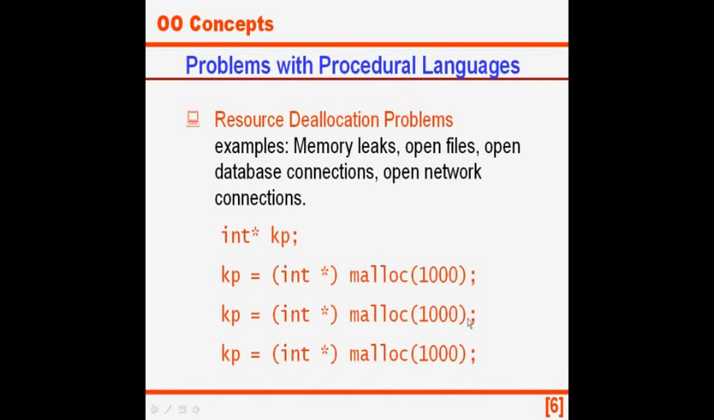Again, we have allocated another 1000 bytes to this pointer, and yet again we have allocated 1000 bytes to the pointer. Now at the end of this code, 2000 bytes of memory becomes unavailable to the rest of the program, causing what is known as a memory leak. Memory allocated but unusable because we have lost the pointer to that memory.